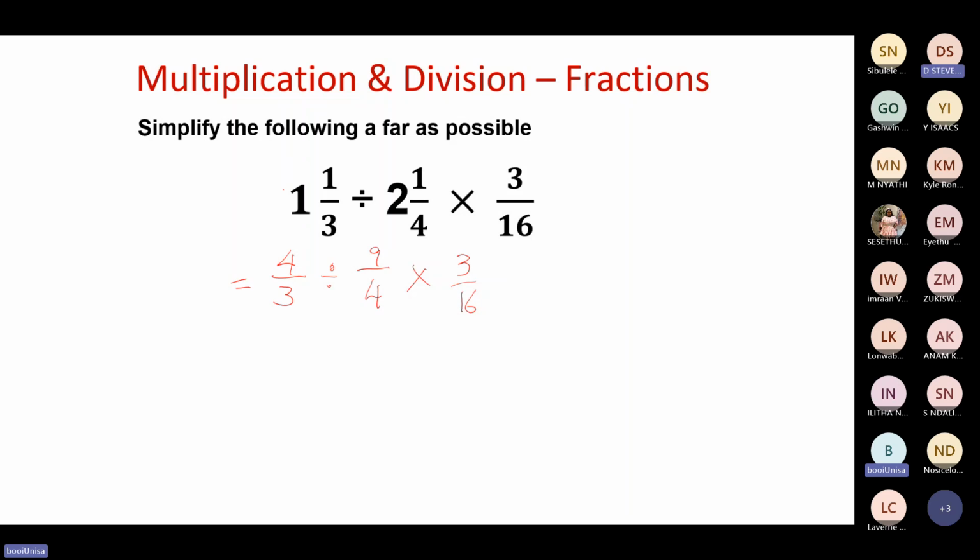So since we're moving from left to right, we can apply the KCF method. So we're going to keep the first, we're going to change the sign from a division to a multiplication, and we're going to flip the first one. And the other ones don't matter. We only flip the immediate one. If there was another division this side, then we will do the same. So because the next one is not a division, it's a multiplication, it stays as is.